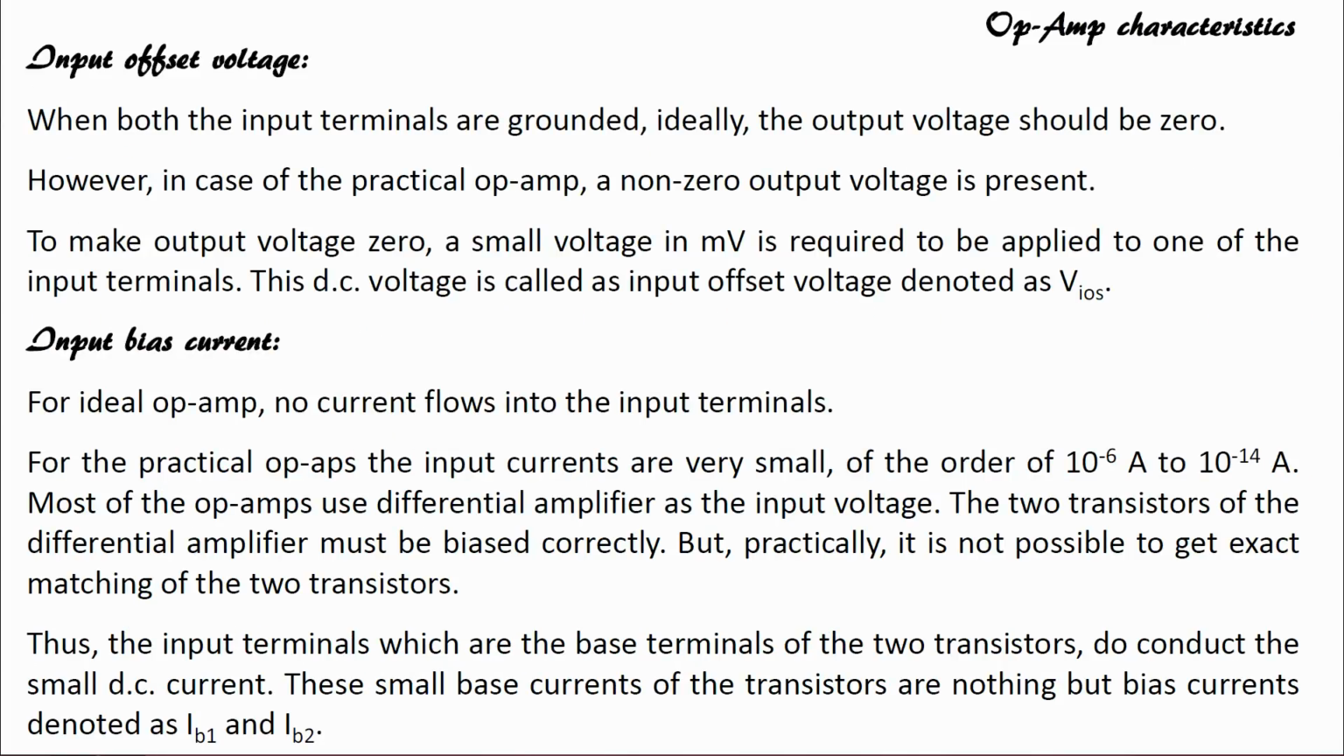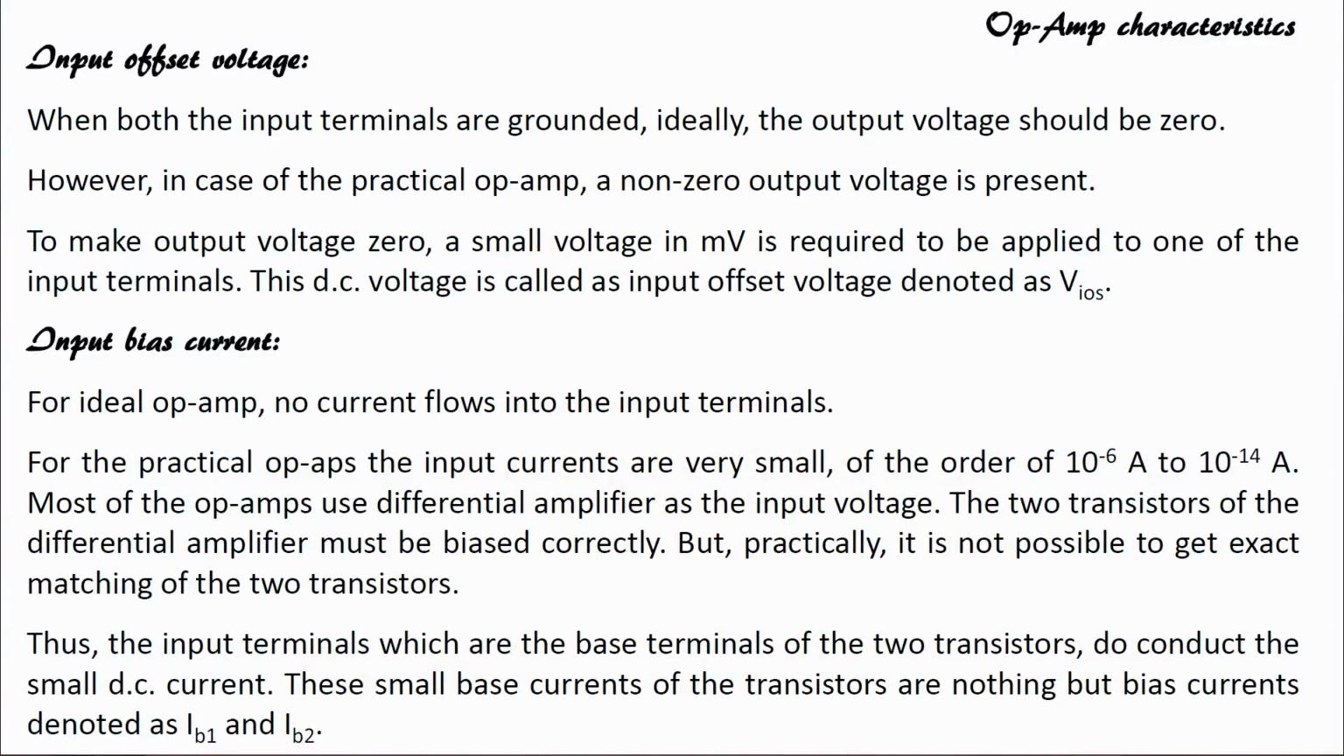When both input terminals are grounded, the output should be 0. But when you do that, like I said in the last course, when you ground both the input terminals of the operational amplifier, you will not find that the output voltage is 0, right. And to make that output voltage 0, a small voltage is required to apply to one of the input terminals, and that small voltage is nothing but your DC offset voltage, called input offset voltage.